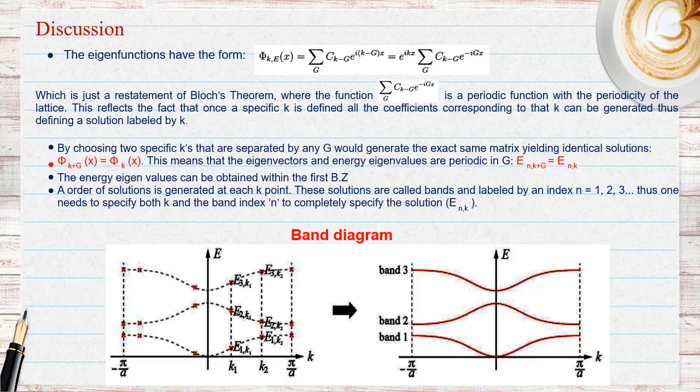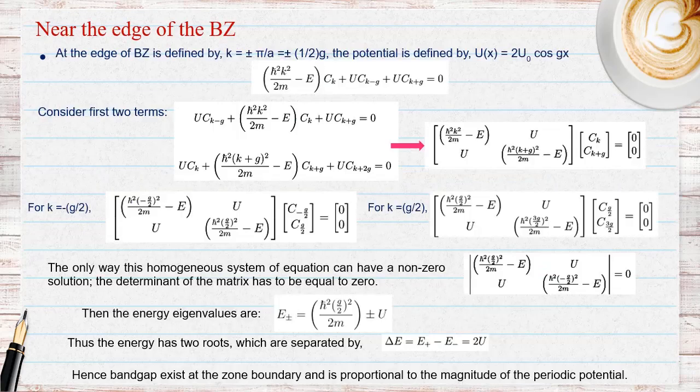Next, in the next slide we will see the band gaps, the expression for band gaps. Here also we are considering only specific points, that is at the zone boundary. The zone boundary, that is the edge of the Brillouin zone, is defined by the wave vector k equal to plus or minus pi by a. We are considering the first Brillouin zone. That is also equal to plus or minus half g, because g is 2 pi by a. We define the reciprocal lattice translation unit vector as 2 pi by a.